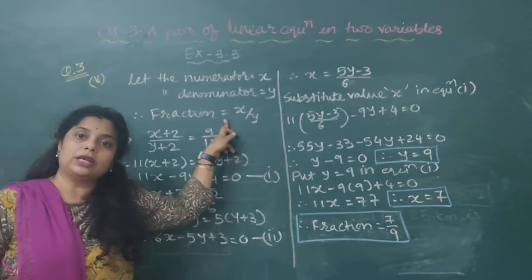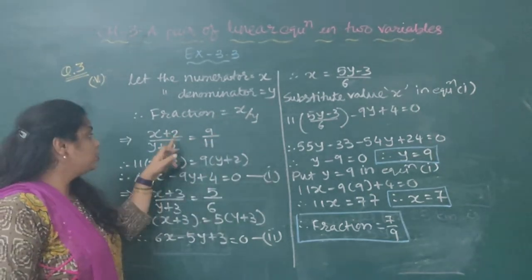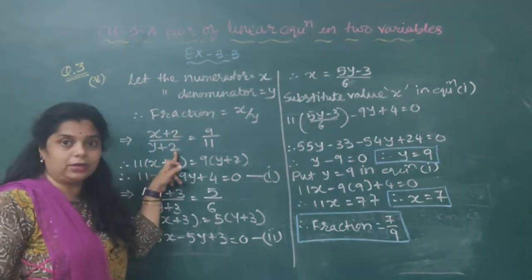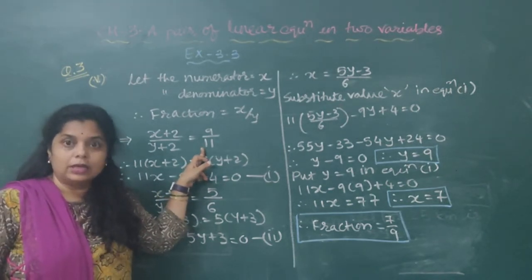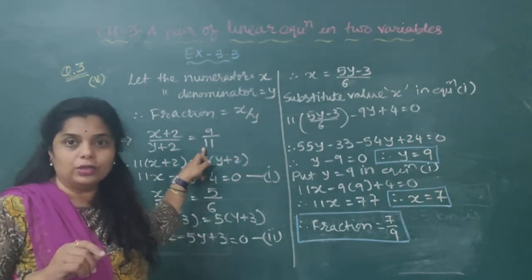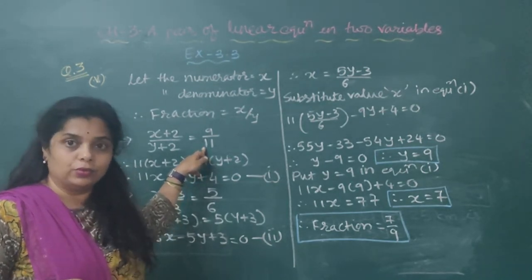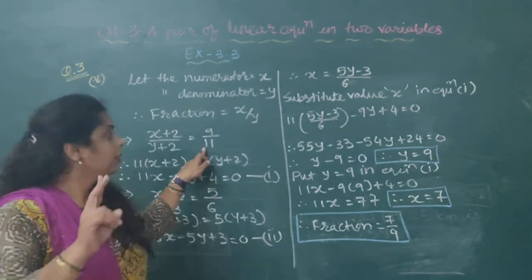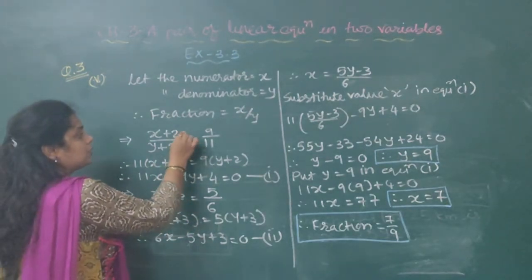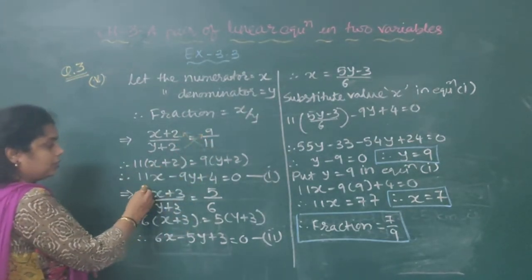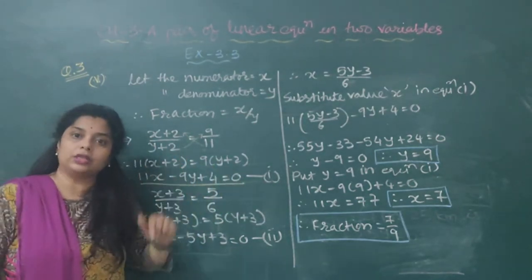From the first condition, as it is given that if we add 2 to both numerator and denominator, then the fraction will be 9 by 11. Now here it is added 2, it means you have to do addition. If it is given that it is subtracted by 2, then you have to do minus. Is it clear? Now, from this, what we have to do? We have to do the cross multiplication method to get the first linear equation from the first condition.